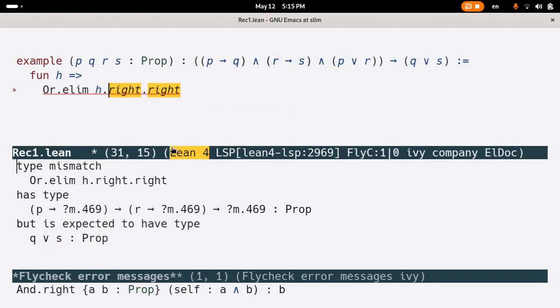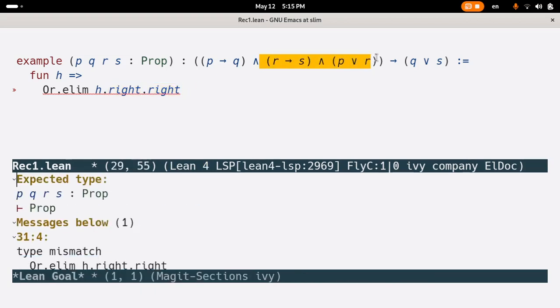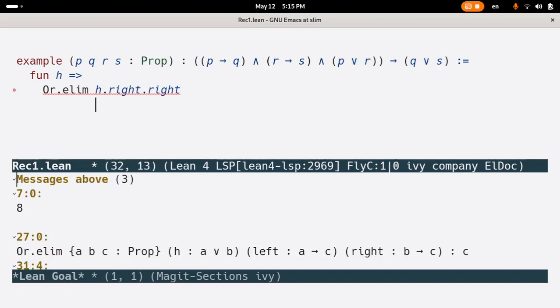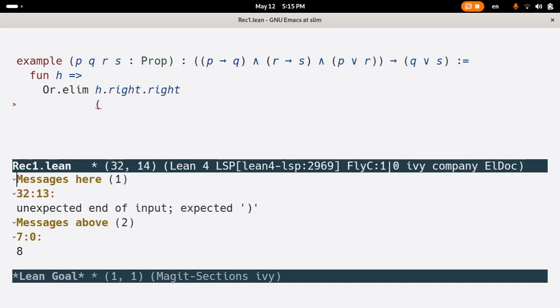So H.right.right is shortcut for and.right of and.right of H. H.right is this highlighted proposition, and the right of that is this highlighted proposition. So we have to eliminate it.